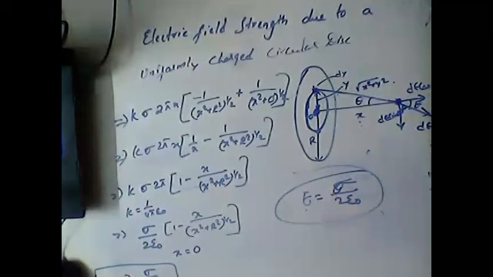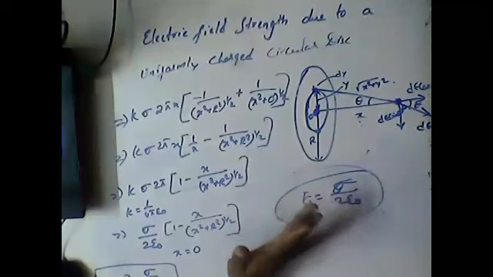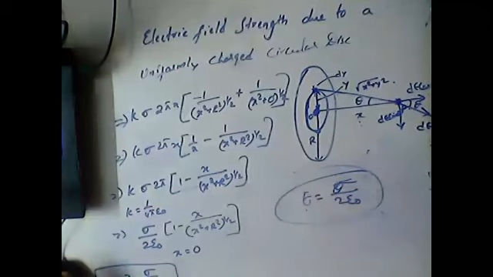This is a simple calculation. Once you practice the derivation, you can understand it very easily. Okay, this is how we can find out the electric field strength due to a uniformly charged circular disk.